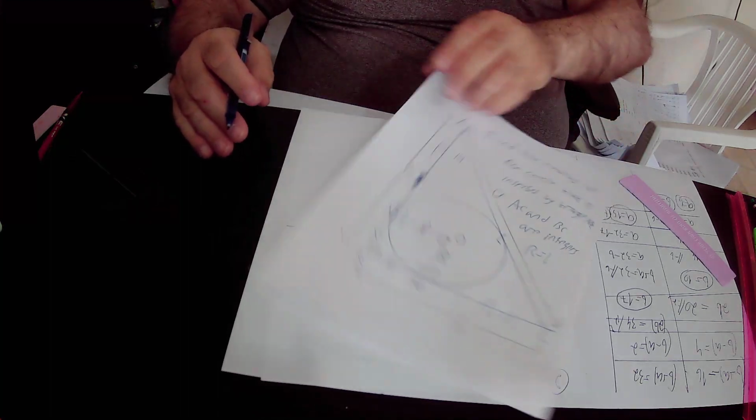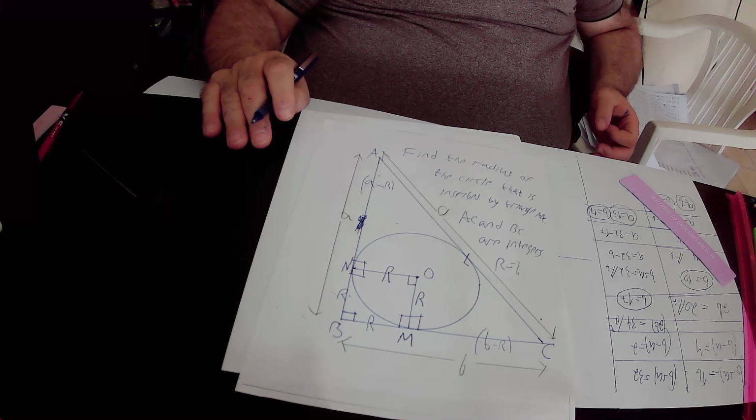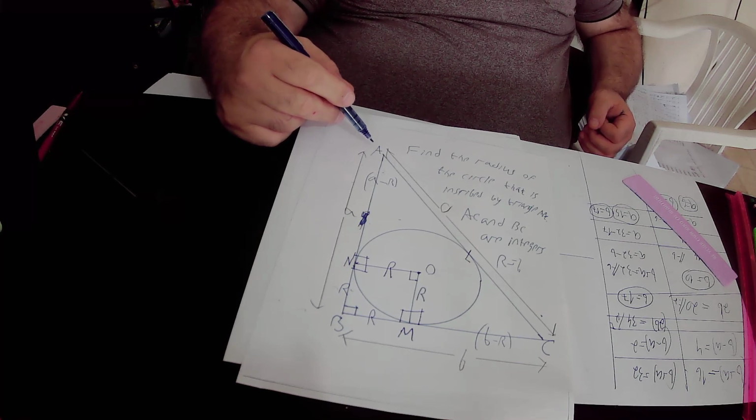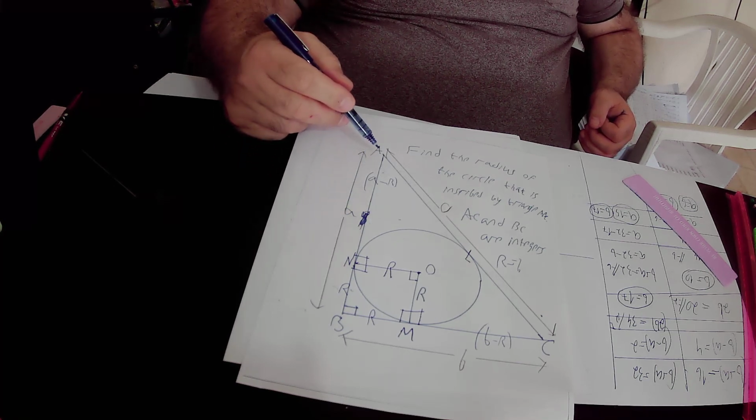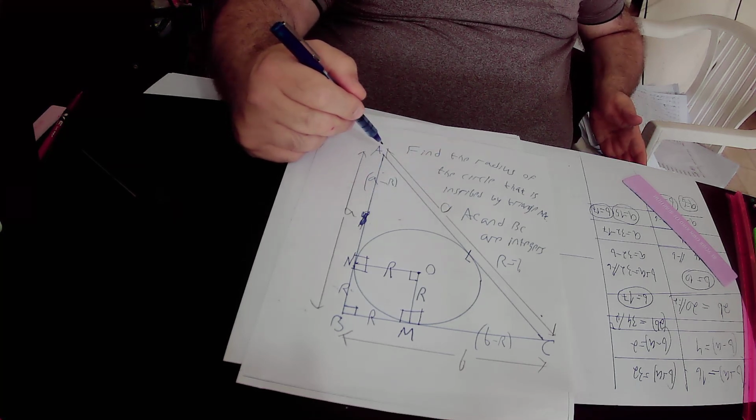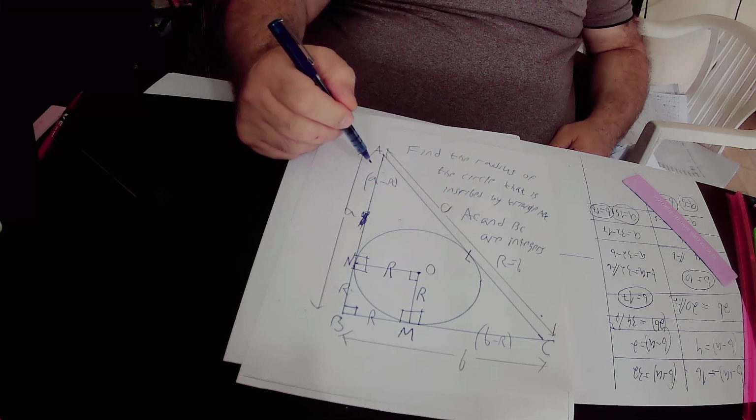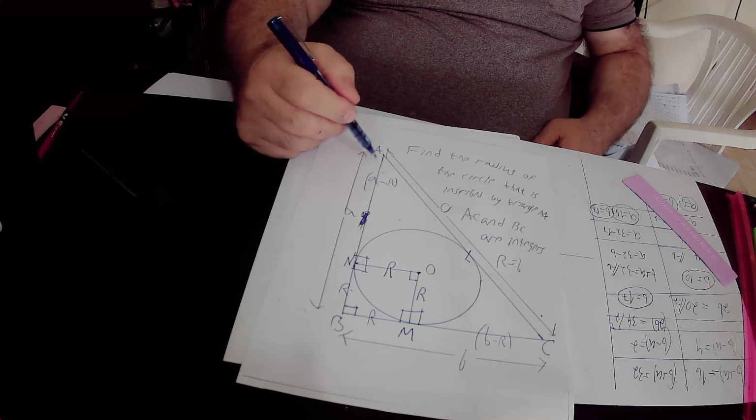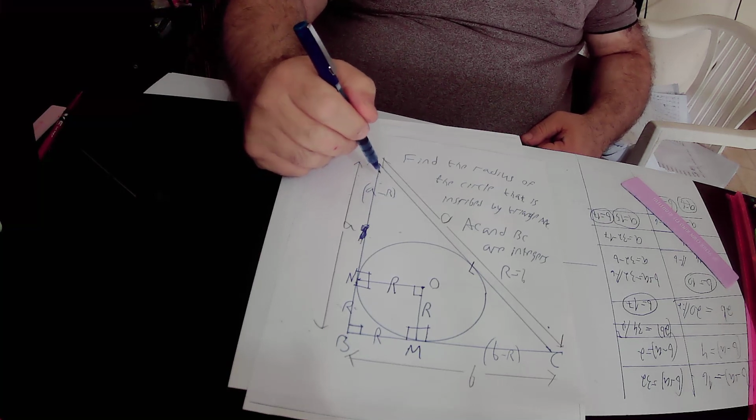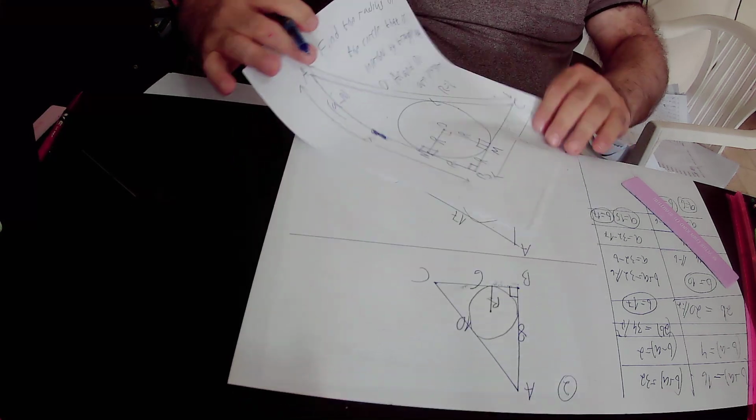According to rule number 2, the lengths of two tangents from a common external point to a circle are equal. So here, if we focus on the common external point, point A, we have tangent AN and tangent AL. According to rule number 2, they must be equal to each other. That is to say, AN equals AL. We have already found out that AN equals A minus R. Therefore, AL, which is equal to AN, must also be equal to A minus R.